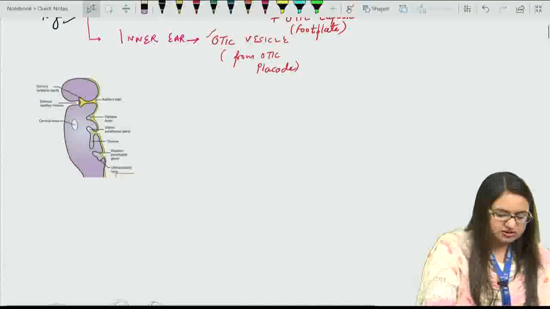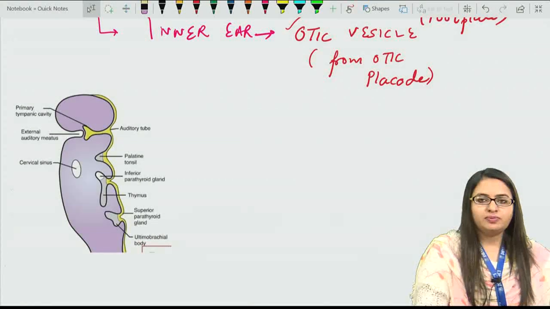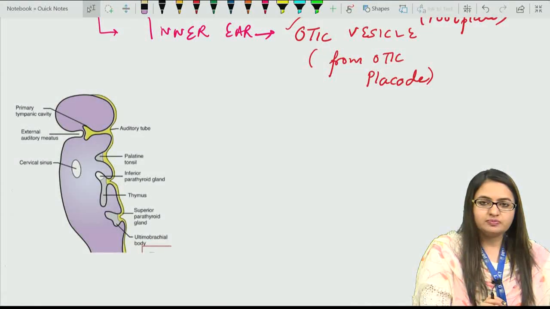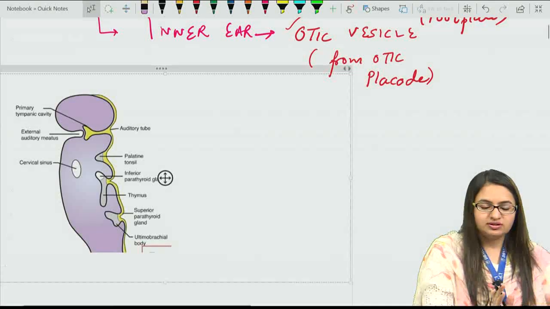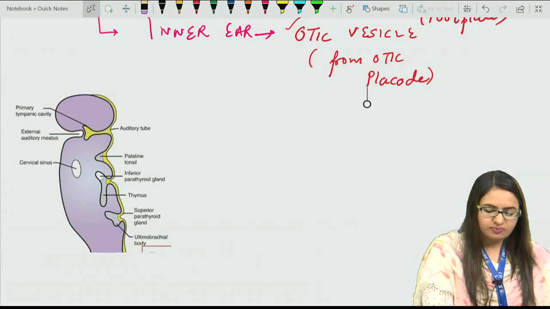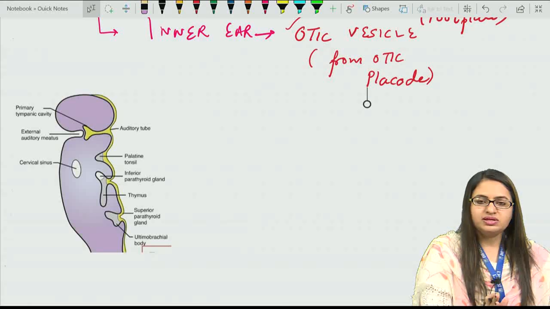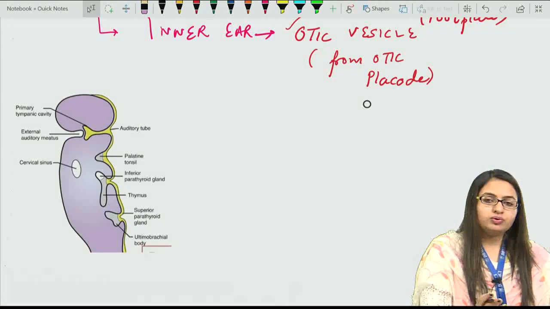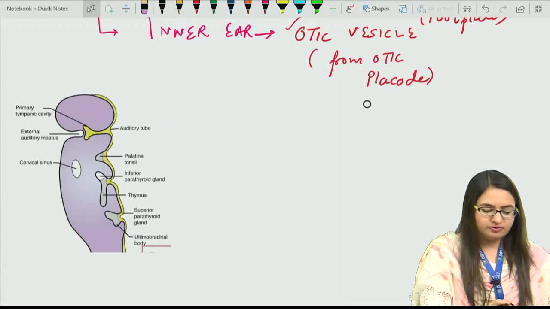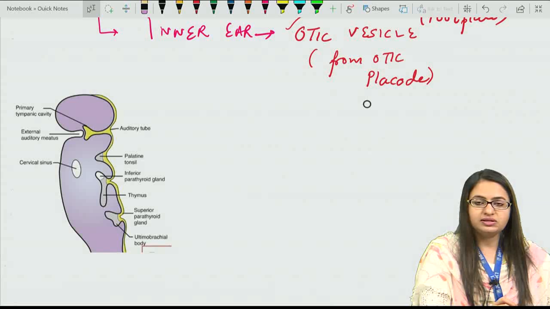Now this picture is showing us the endodermal pouches. We know that the pharyngeal apparatus has three components: pharyngeal arch, pharyngeal cleft, and pharyngeal pouch. The pouches are endodermal in nature, the arch is mesodermal in nature, as well as having migration of the neural crest cells. Then on the outer aspect, the pharyngeal clefts are ectodermal in nature.